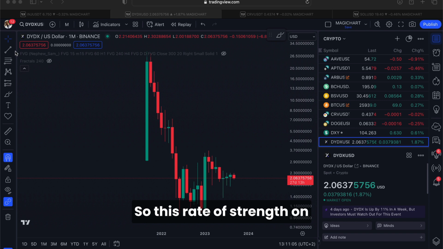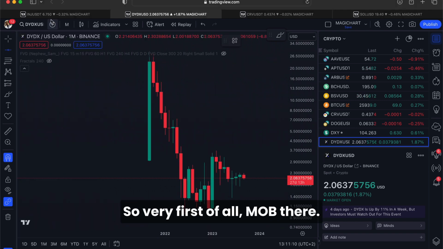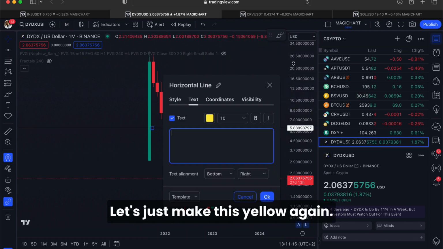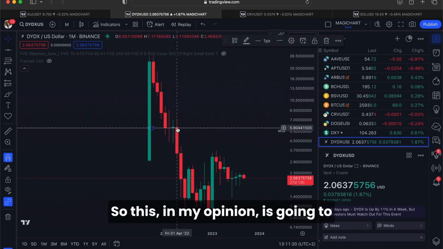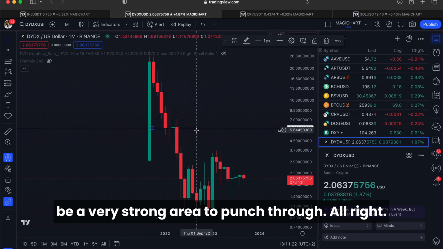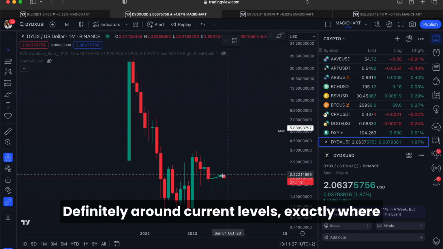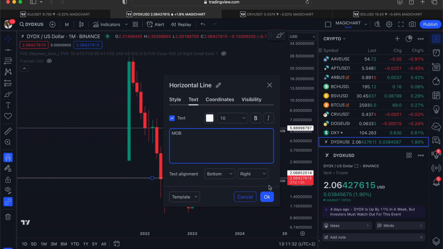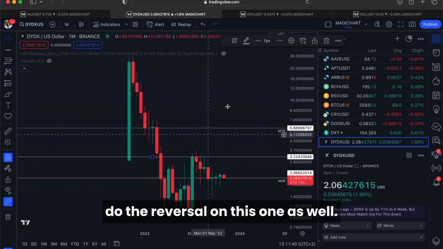All right, the relative strength on this instrument is quite strong. Very first of all, a monthly order block there. We can't miss that one. Let's make this yellow again. This, in my opinion, is going to be a very strong area to punch through. Let's look at some other ones. Definitely around current levels, exactly where we pretty much are today, it's a monthly order block. And I don't really see... let's just do the reversal on this one as well.